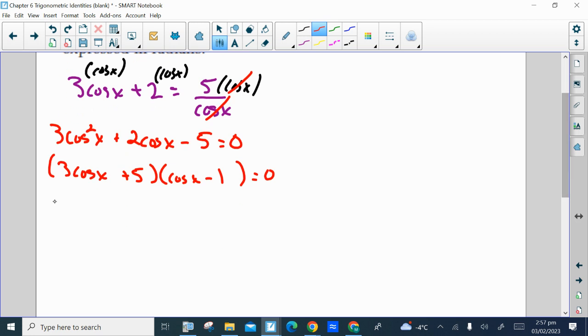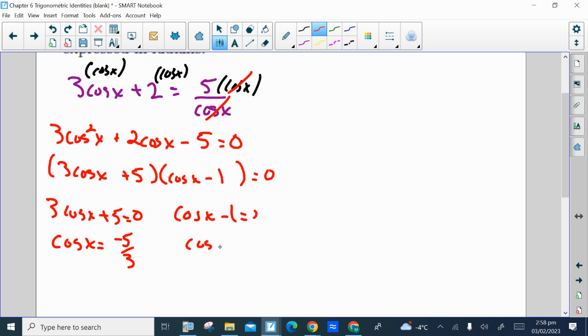So our solutions will come where each factor equals 0. And this will be where the cosine of x equals -5/3 and +1. -5/3 is less than -1. Again, the graph of cosine only goes up to 1 and down to -1, so there are no solutions to that.